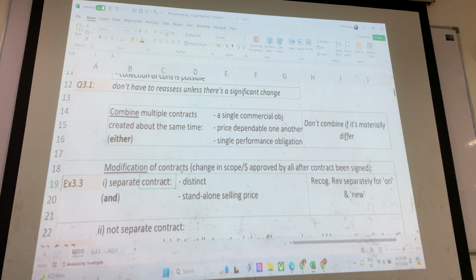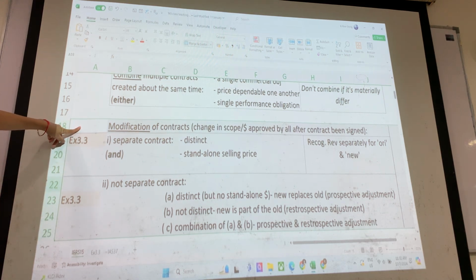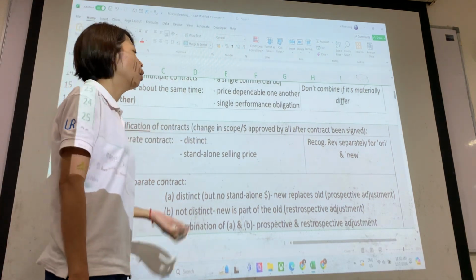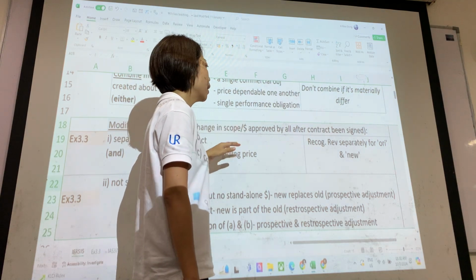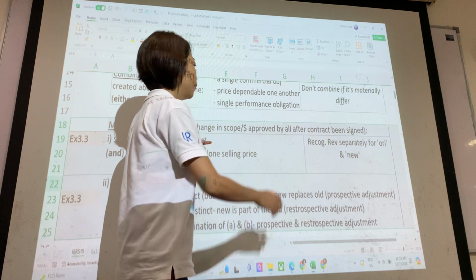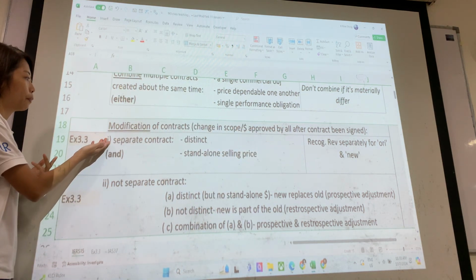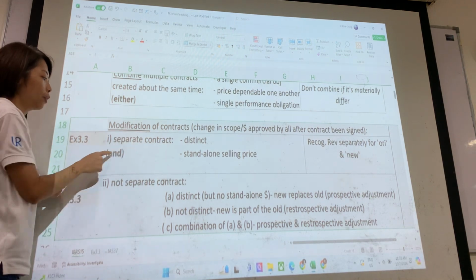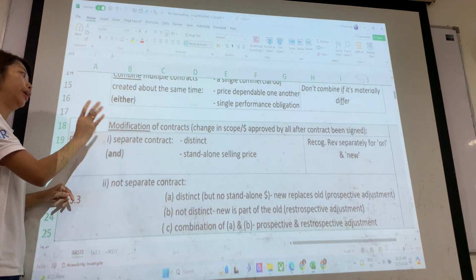So I wrote it here. This is the summary. Now, when you have a modification, maybe you change the scope, the specification, or the quantity, and then maybe you change the selling price with some discount or whatever. After you sign the contract, we have to ask ourselves whether it is a separate contract or not. If it is a separate contract, I write "and", right? And means this and this must be fulfilled, then only it is a separate contract.